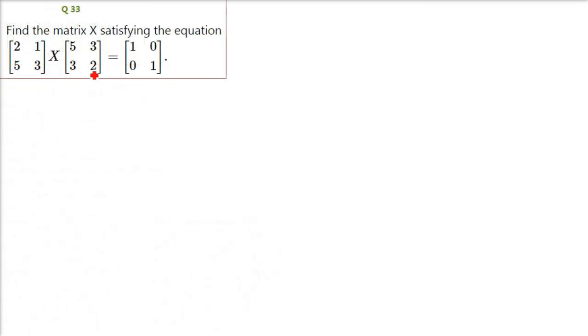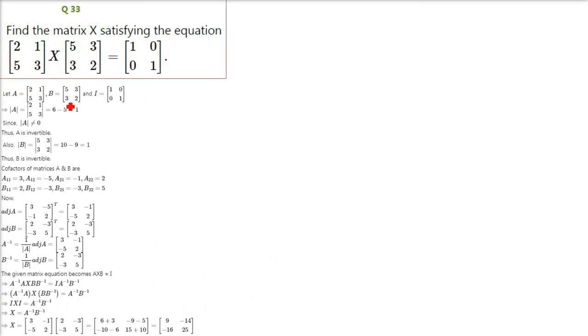Now exactly the same question like this. There is no difference, only the numbers are different, the values are different. And as I said, you can use the shortcut method to find out the inverse, or you can use the long method, that is the cofactor method.